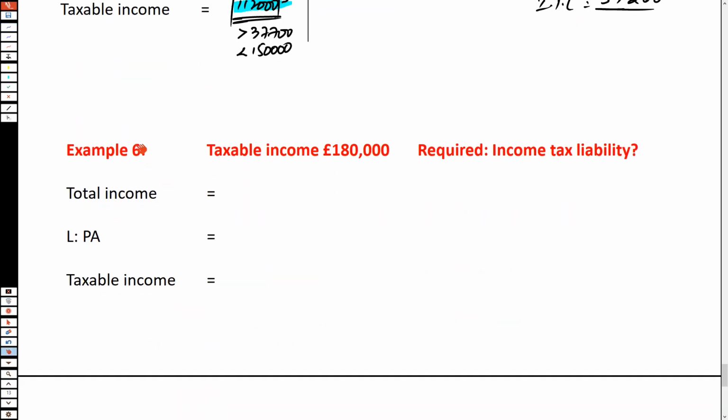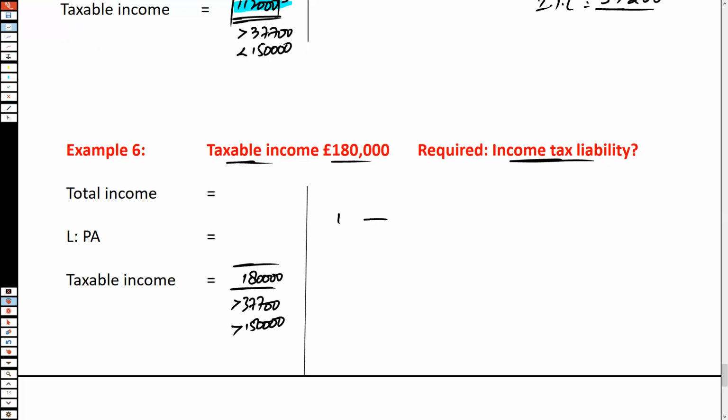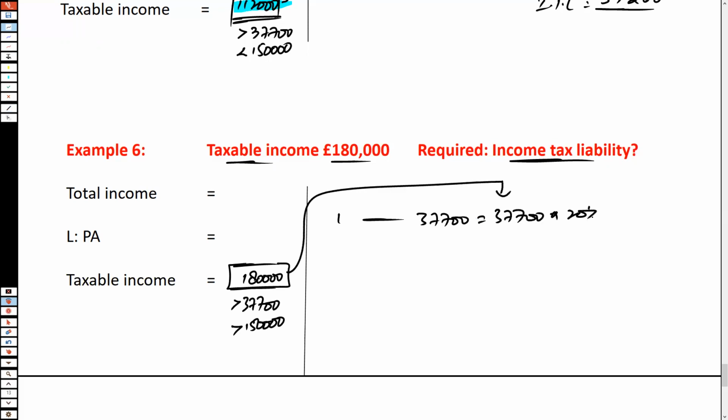Another example for the same concept, taxable income. Again, the taxable income of 180,000 is given in this scenario. The requirement is to calculate the tax liability. In this case, this taxable income is more than the first band limit and also more than the second band limit of 150,000. For the initial 37,700 from the total taxable income, the first 37,700 is taxed at the basic rate, and 7,540 is calculated.